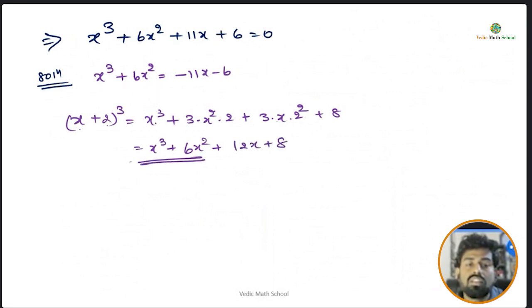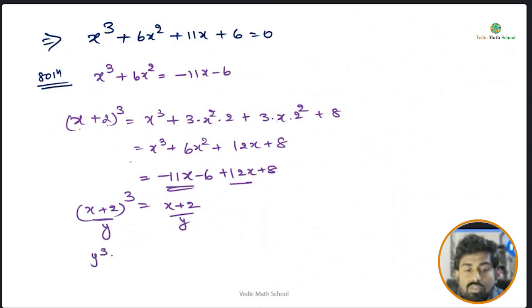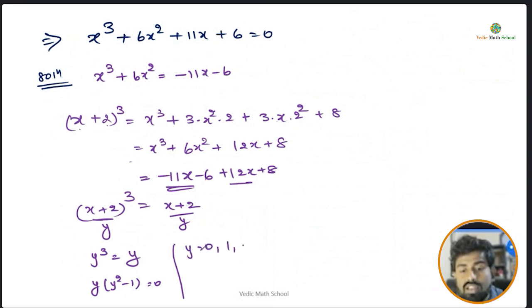We can put down the value minus 11x minus 6 plus 12x plus 8. So this 11x minus 12x you will get x, and 8 minus 6 you will get plus 2. Now again this is x plus 2. If you are going to make this value y, this is also become y. So again y cube equal to y. So y common, y square minus 1 equal to 0. So now y value is 0, 1 and minus 1. These are the three value you got.